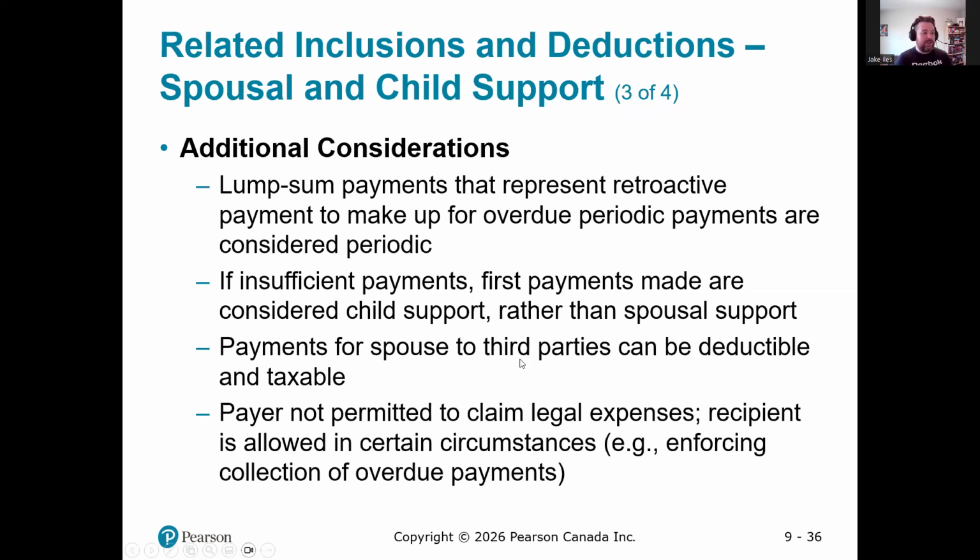Payments for spouse to third parties can be deductible and taxable. So it's considered that that money is being received by my spouse and they're adding it to their income. But if the spouse says, no, I've had my car fixed, just pay the money to the mechanic, I'm still paying that money on their behalf. They're still benefiting from it. It's for their car. So even though I paid to a third party, it's still considered I've given them the money and then they paid the mechanic.